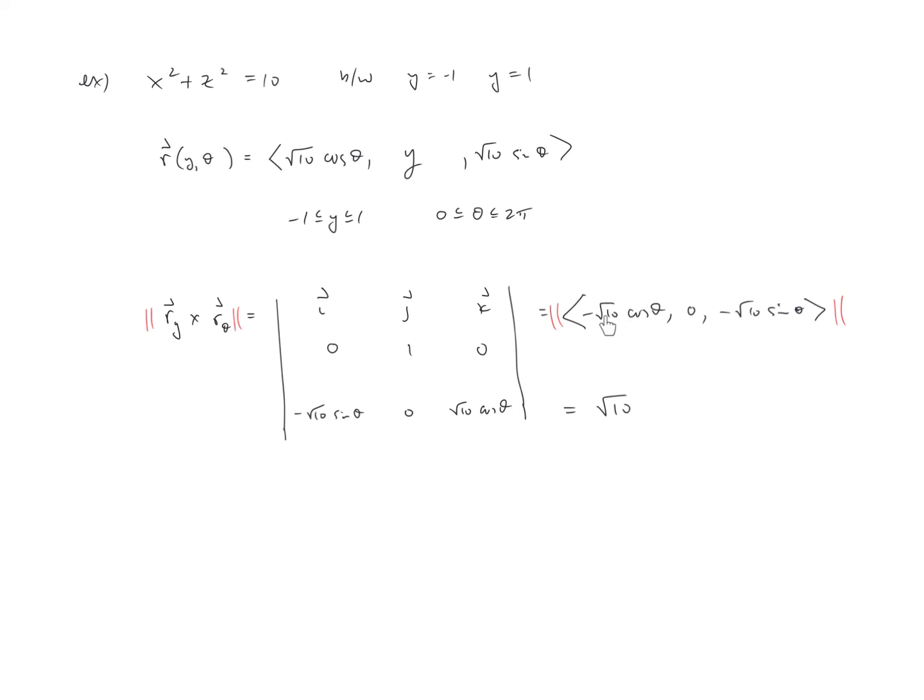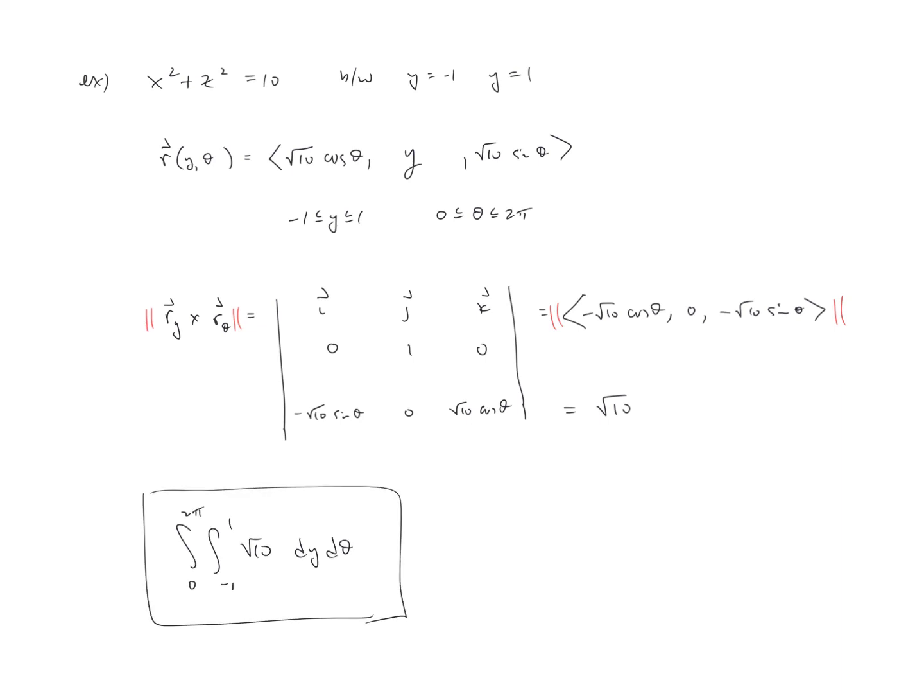If I take this thing squared and this thing squared, we'll have a 10 cosine squared, 10 sine squared. The sine squared plus cosine squared goes to 1 when you factor out the 10, and so you're left with the root 10 from the magnitude. So to finish this out, we'll have our double integral, our root 10, and then some combination of dy and d theta. I'll just use dy d theta. They're both constants, so negative 1 to 1, 0 to 2 pi, and that should then give us our setup for the surface area.